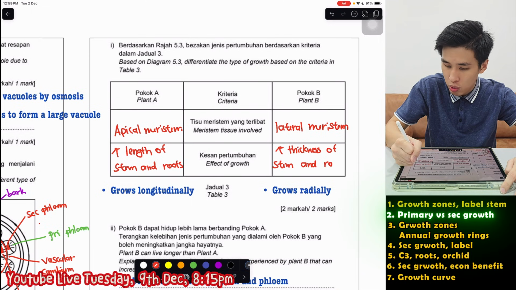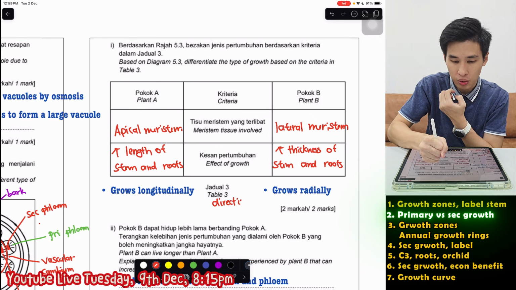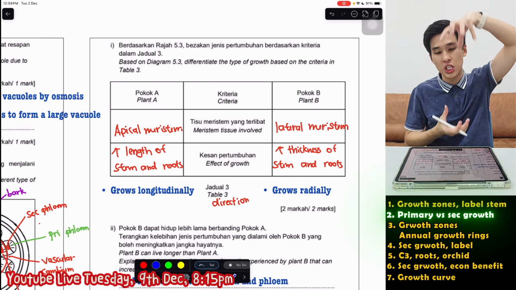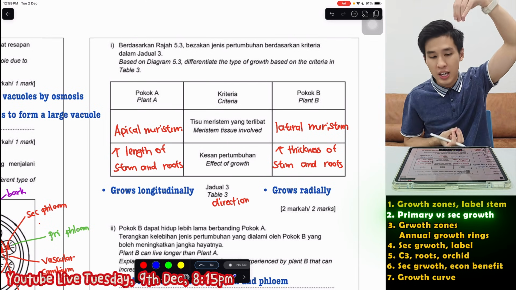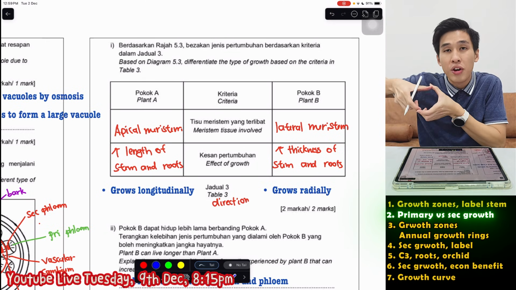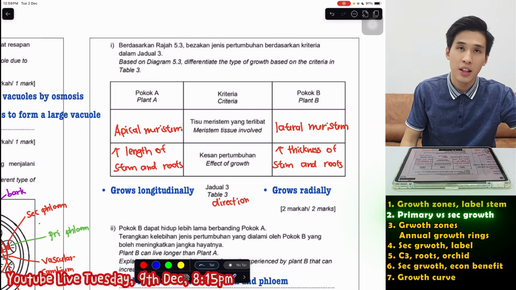Okay, here I bonus you one more, which is the growth direction. These two are actually related. The direction of growth is up and down, so we say it grows longitudinally. Because of that, it increases the length. And this one grows radially. Radially comes from radius, 半径, the circle radius. So it grows radially. That's why it increases the thickness.